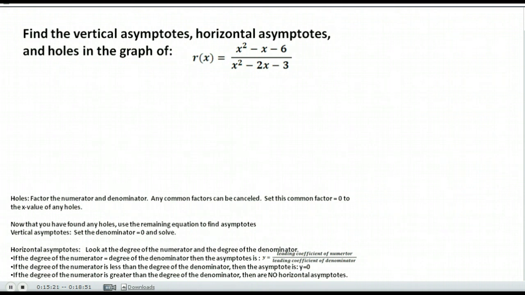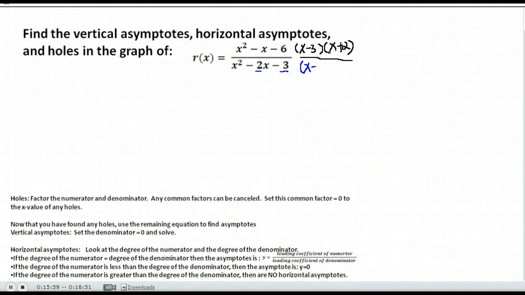All right, here we go. Find the vertical asymptote, horizontal, and any hole. Again, you look for holes first, and to find holes, we factor the numerator and the denominator. So we need factors of negative 6 in the numerator that will add to be negative 1 for our middle. If we did x minus 3 and x plus 2, negative 3 times 2 is negative 6, and negative 3 plus 2 is negative 1. So that works perfectly. In the denominator, if we try to factor that, we need factors of negative 3 to add to equal negative 2.